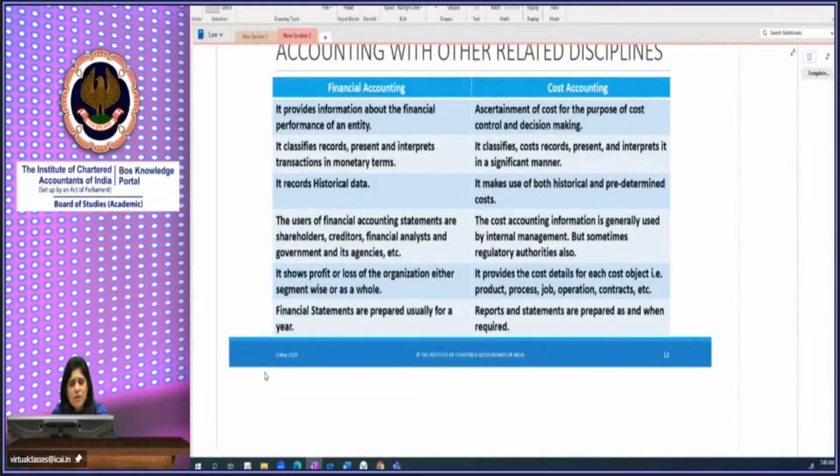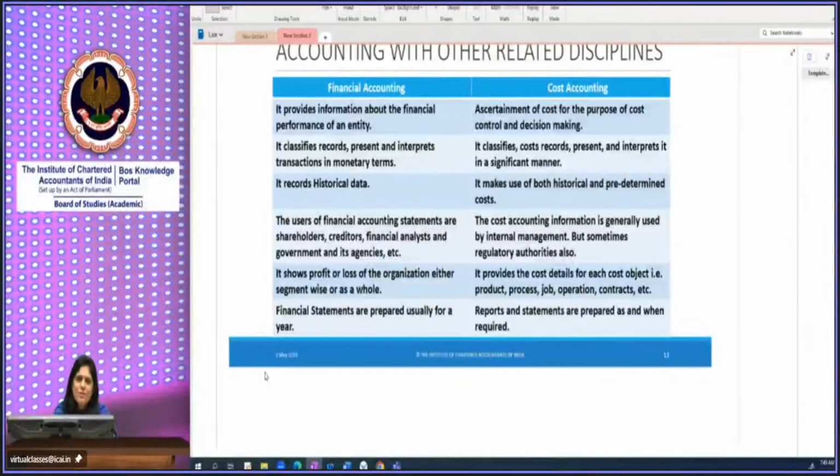Now, for financial accounting, the users are different. The users are generally external: the creditors, the government, the agencies, the taxation authorities. They are more focused on financial accounting. But it is generally the management which is more concerned about cost accounting. So the users of financial accounting are generally external, and the users of cost accounting are generally the management. Clear?